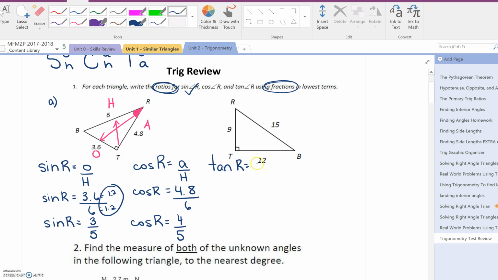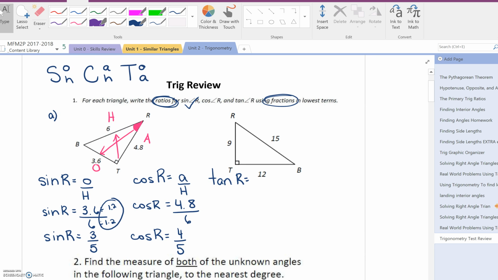And then we continue on to tan. For the tan ratio, it's opposite over adjacent.